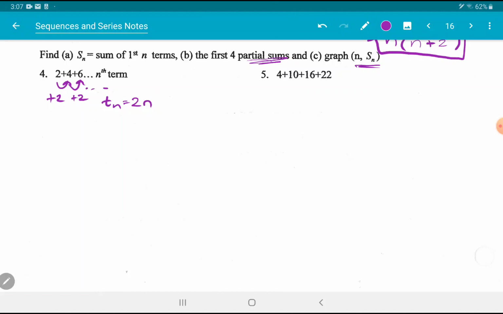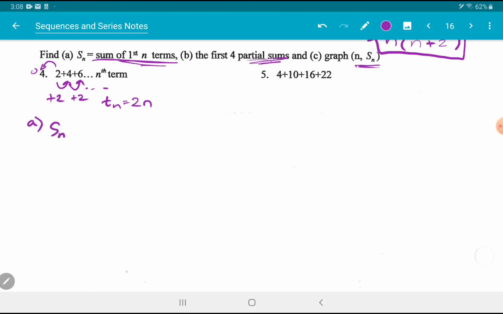And if we backtrack to case 0, that'll take us actually to 0, right? So therefore we have 2n plus 0, or basically just 2n, okay? So our t sub n is going to be 2n. All right, well, if that's the case, the first thing to do is find the actual sum.